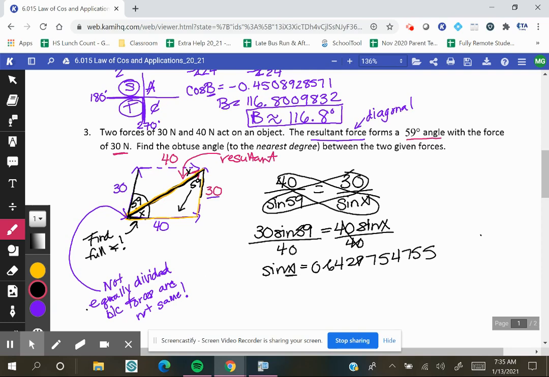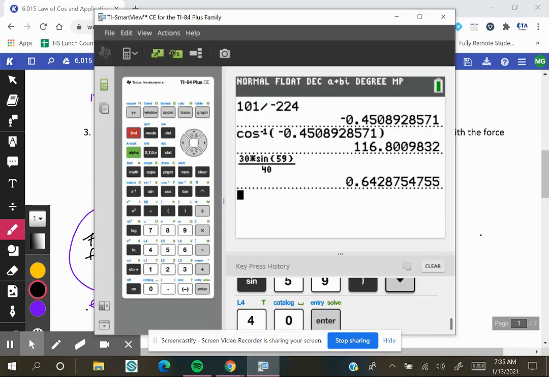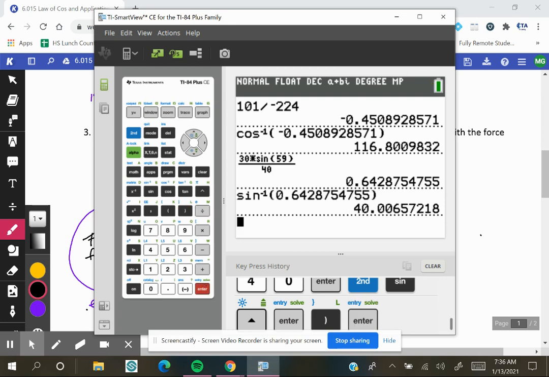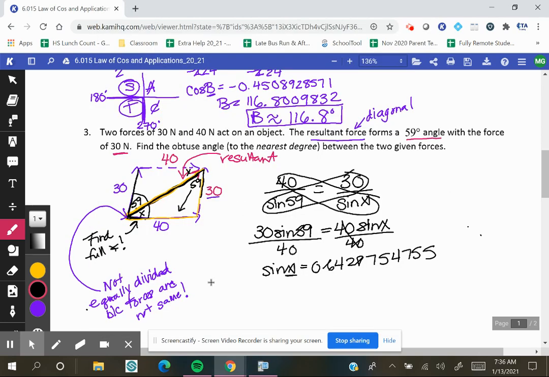So how do we find a missing angle? Well, we go to our calculator and we do second sine, second cosine, or second tangent. This is sine, so I take second sine, arrow up, grab my last answer, hit enter, write that out. So inverse sine of our answer equals 40.006572218.